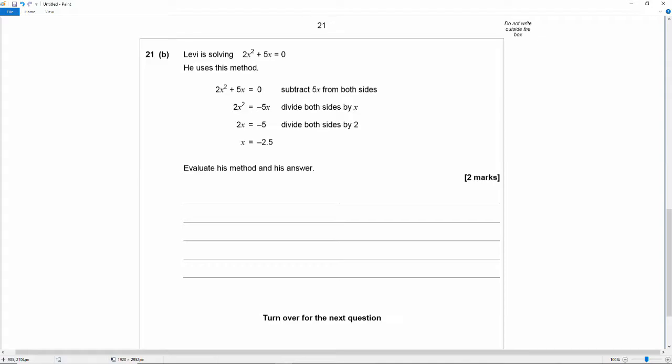Okay, well his problem is he can't divide both sides by x without stipulating that x does not equal 0. The problem is x does equal 0, because if you look, 2 times x squared, well 2 times 0 is 0, plus 5 times 0, well anything times 0 is 0, so that's 0 plus 0 equals 0, which is correct. So x equals 0 is a solution. So when he's dividing both sides by x, he's actually dividing by 0. So I'm going to put can't divide by 0.